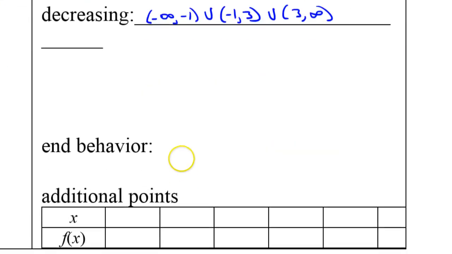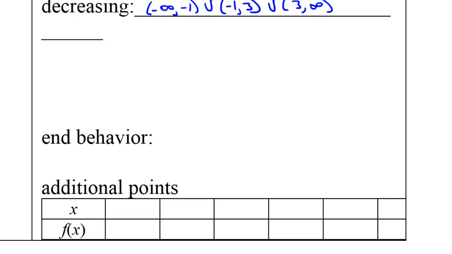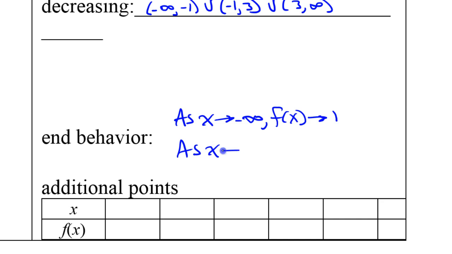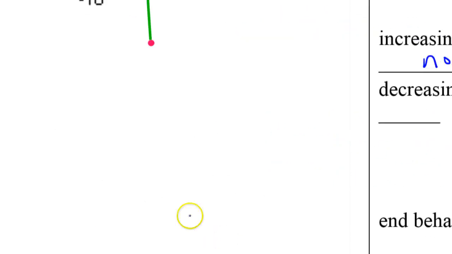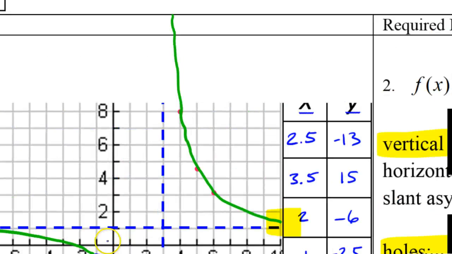So it's a no-brainer. End behavior: as we go to the left, the function approaches 1, and as we go to the right, the function approaches 1. That's what we're saying for end behavior. And I already plotted my points elsewhere. So that was it for number 2.